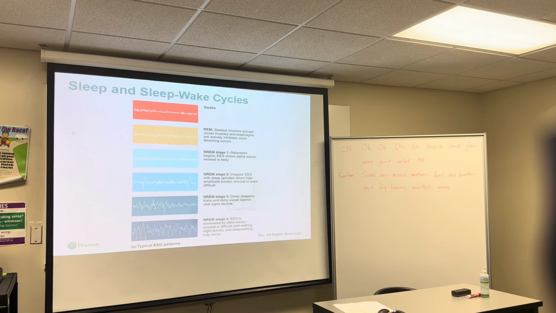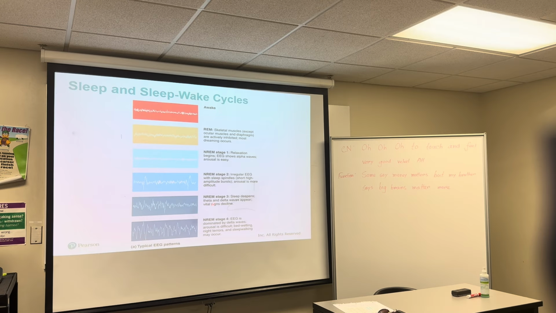So what's happening in the sleep-wake cycle? In the awake state, then you have the REM, non-REM stage 1, non-REM stage 2, non-REM stage 3, and non-REM stage 4. So what's happening in the awake state? You are alert and everything, and then in REM, skeletal muscles are actively inhibited, and most dreaming occurs. And then non-REM stage 1, relaxation begins, and EEG shows alpha wave, arousal is easy.